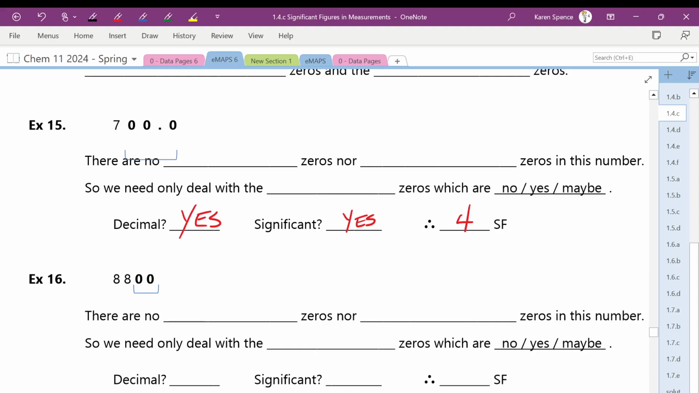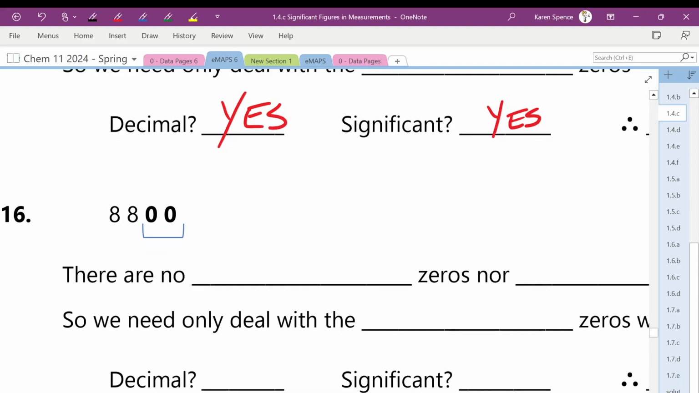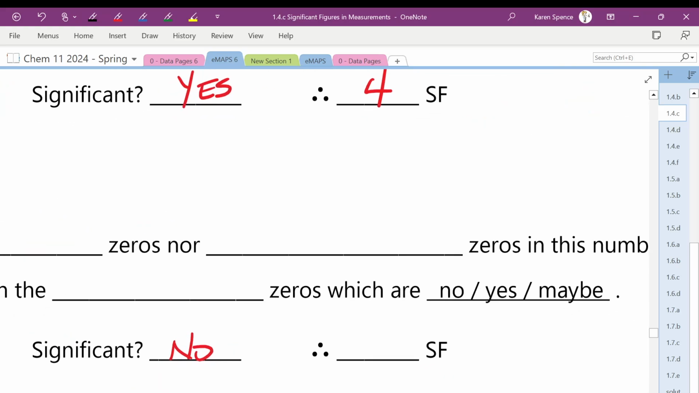Oh, here we go. 8,800. No decimal, no zeros on the left, no zeros in the middle. I've got zeros on the right. So when we have zeros on the right, we ask, is there a decimal? No. So are those zeros significant? No. So these are not significant. And so therefore, how many sig figs in that number? 2 sig figs.